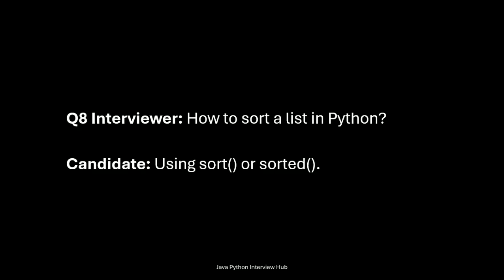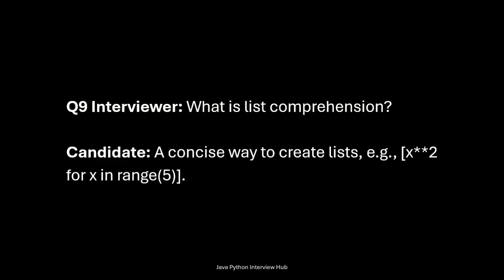How to sort a list in Python? There is a sorted function and a sort method. What is list comprehension? A concise way to create a list. For example, x times x for x in range of 5. So it will traverse through 0 to 4 and make a square of all the particular values.